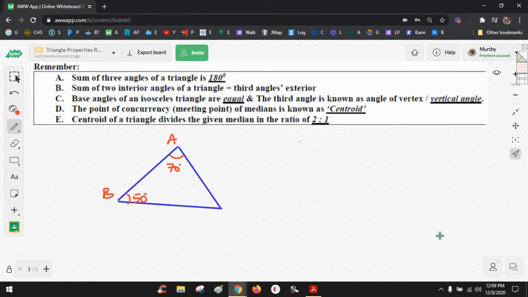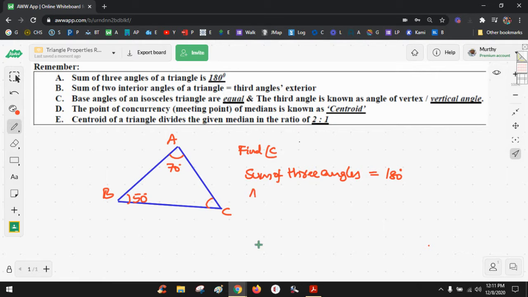And what is the value of the third angle? So find angle C. You'll be asked these kinds of questions. Right, so you'll be asked to find the missing angle. So remember, the sum of three angles of a triangle is always 180 degrees.